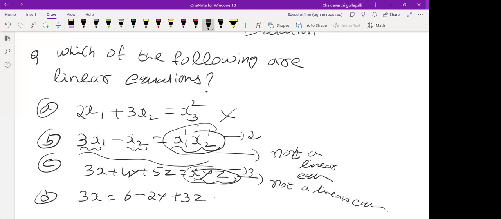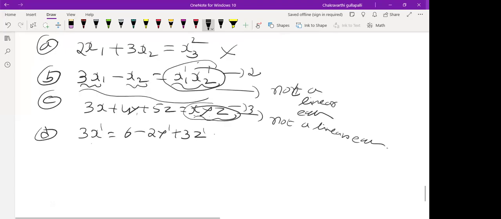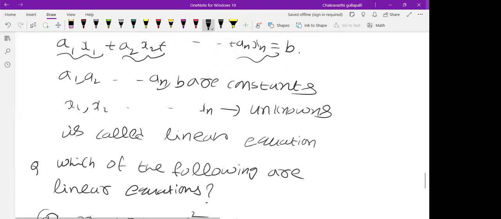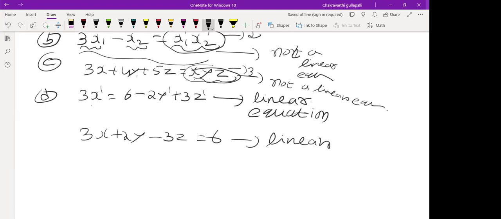Next here. Degree is 1, degree is 1, degree is 1. And you can also reduce it to the standard form: get all variables on the left side, constant on the right side. This is a linear equation. Okay. So we understood what is a linear equation.